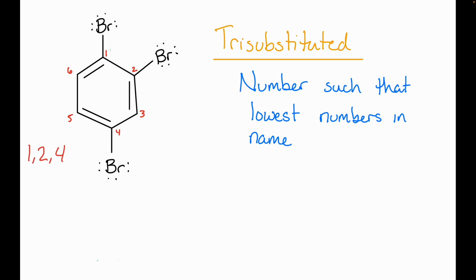So then if I'm going to name this molecule here, it would be 1,2,4-tribromobenzene. And this is really no different than when we were talking about naming cyclic alkanes. You just want the lowest possible number in your name, right?